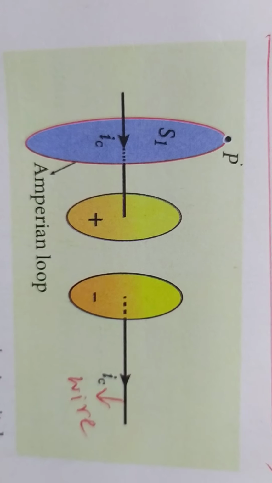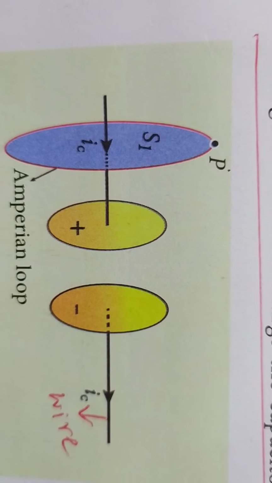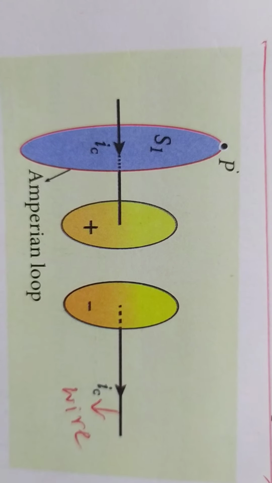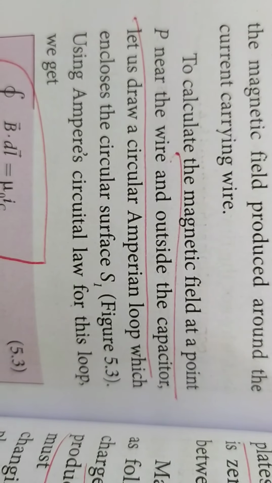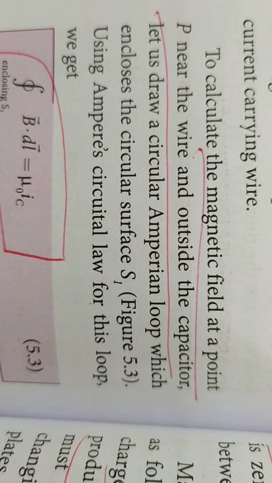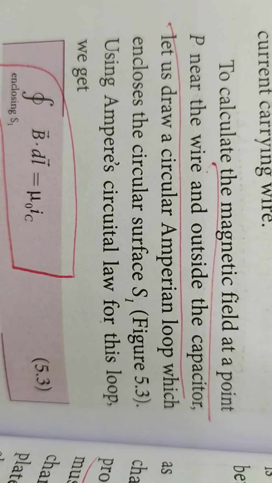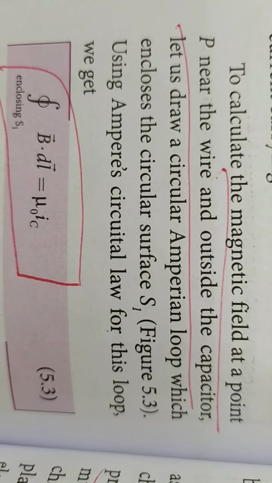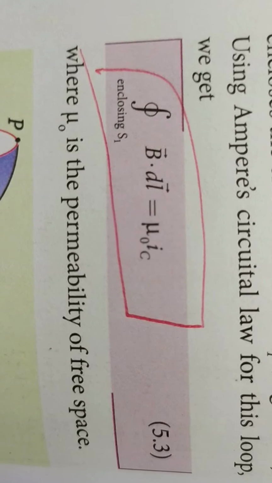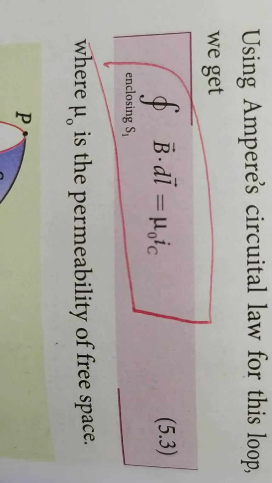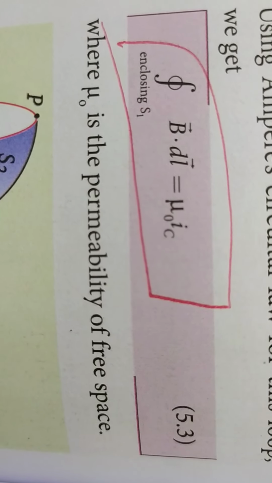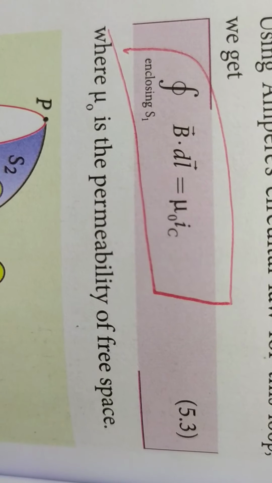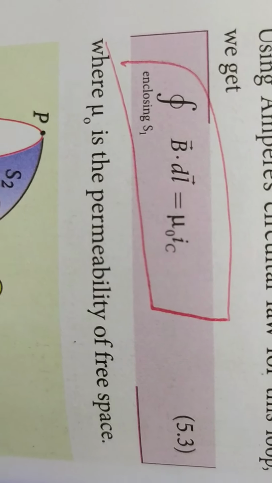capacitor. For that you consider an Amperian loop with a surface area S1, and here IC is nothing but the conduction current which passes through the capacitor. So to calculate the magnetic field at a point P near the wire and outside the capacitor, let us draw an Amperian loop which encloses circular area S1. So you are now writing Ampere circuital law, integration over a closed surface S1, B vector dot dl vector is equal to mu naught IC. Here mu naught, you know, is the permeability of free space, and IC is the conduction current.